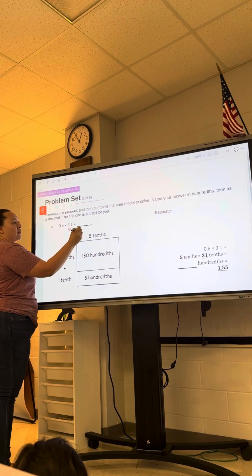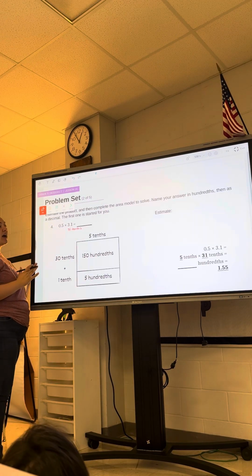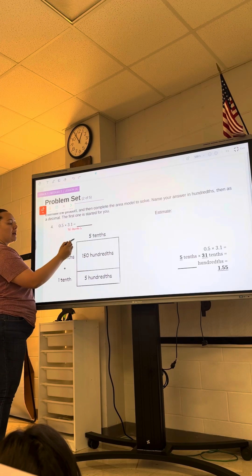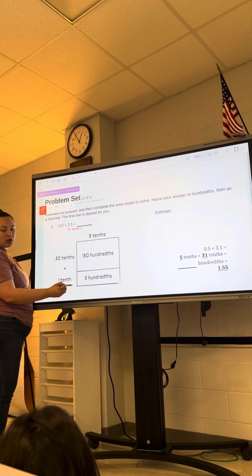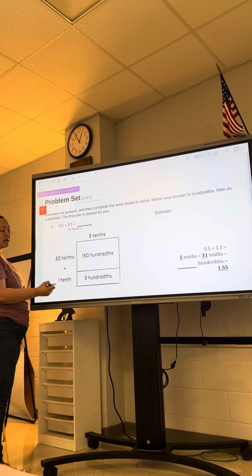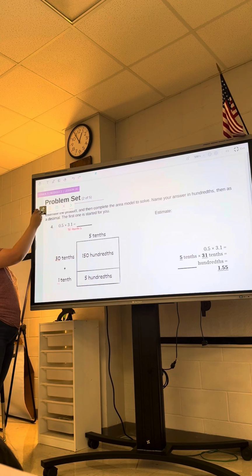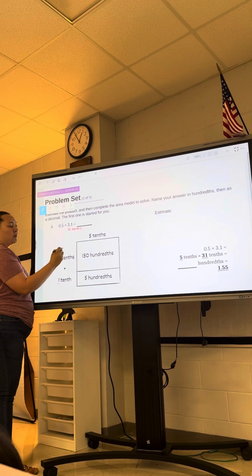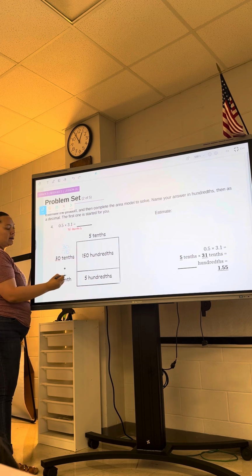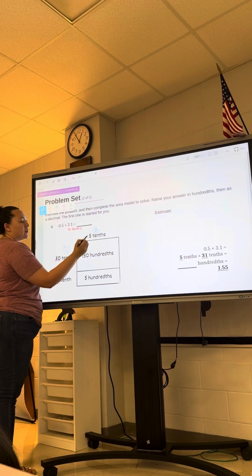Yes? Remember doing this when we were multiplying? Okay. This one is 5 tenths. So when I make my area model, it's already done for you. I have my 30 tenths. I break up 31 into 30 tenths plus 1 tenth. Just like I said before, when we have 30 tenths, 1 tenth, and 5 tenths, you're writing this on yours.